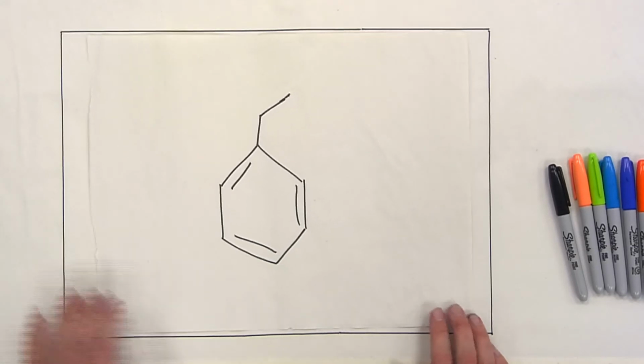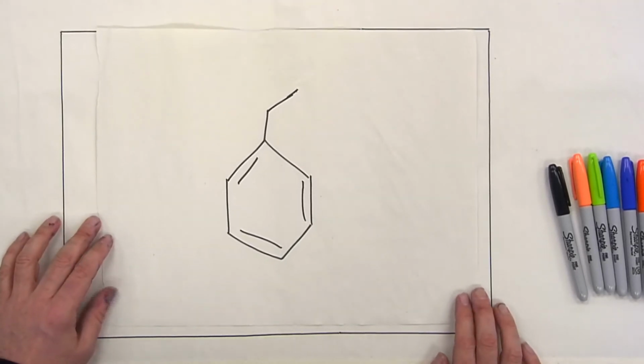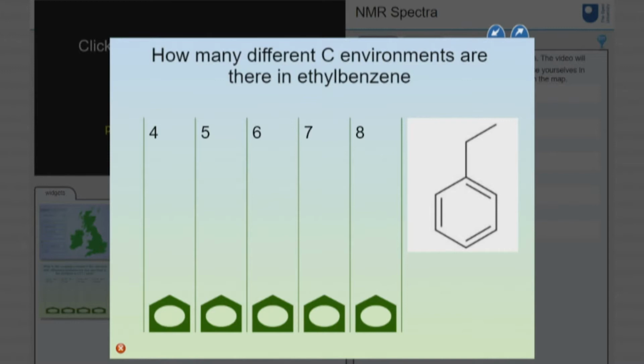So we have a picture here of ethyl benzene. It's a hand-drawn, sophisticated-looking picture of ethyl benzene. Indeed, and actually, if you look at the widget, we've also got a slightly more sophisticated version on the widget. So we would like you to indicate there.